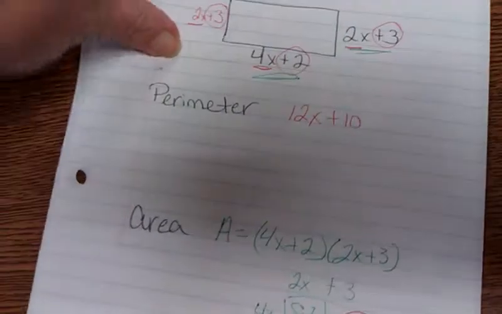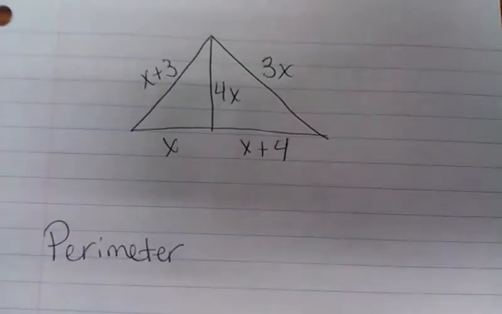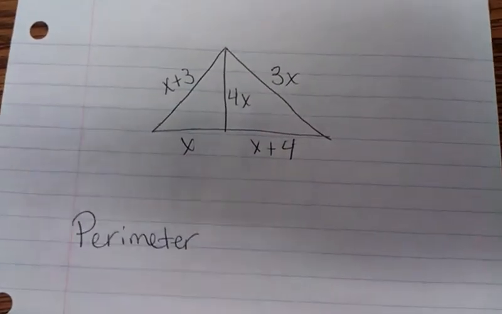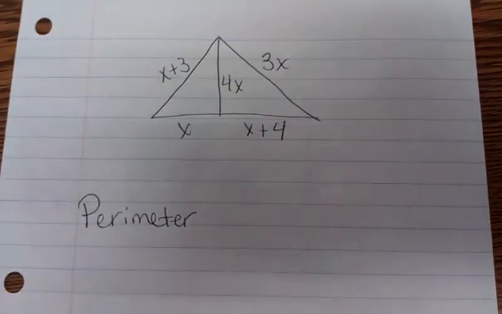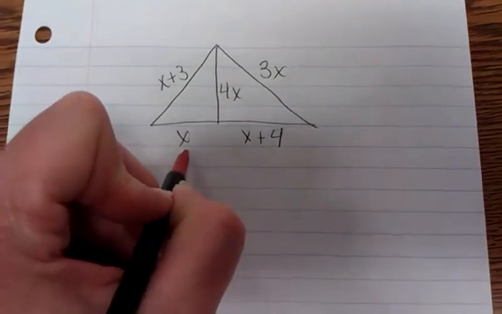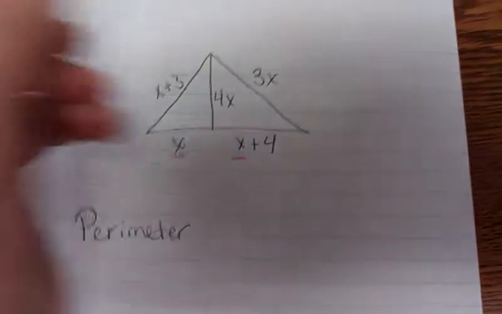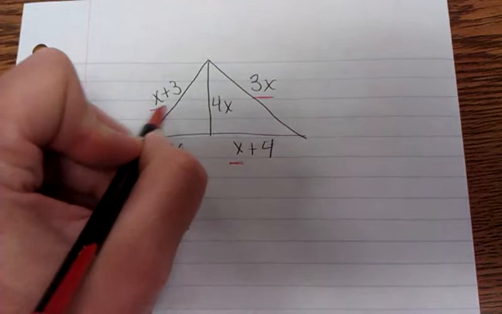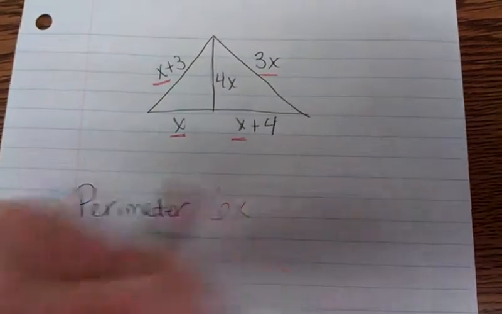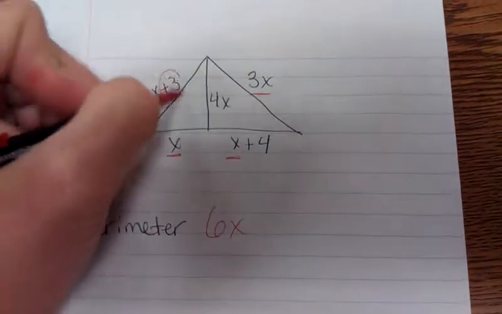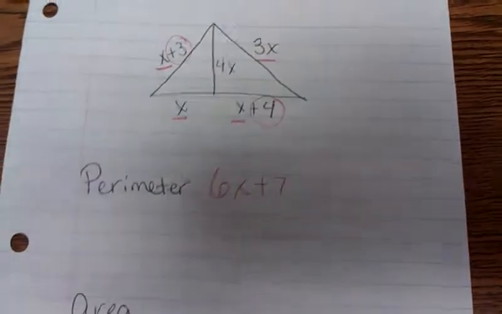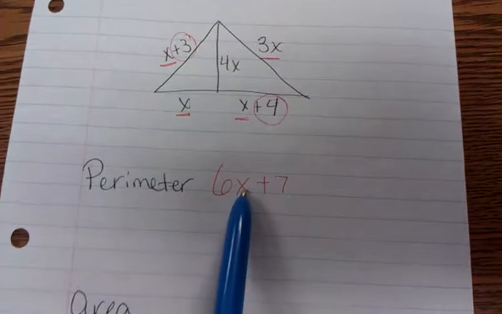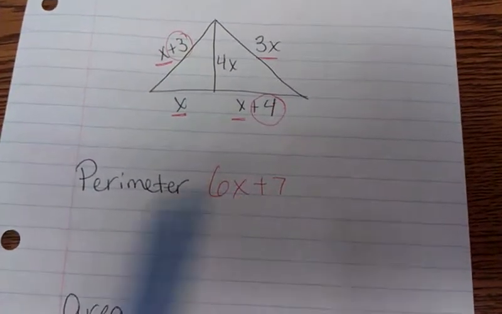The last one we have is another one of the triangle ones. Why don't you pause the video and find the perimeter and the area. To find the perimeter, remember to add up all sides. x and x is 2x, plus 3 is 5, 6x. Then I have 3 plus 4, which is 7. And if you notice on perimeter, I just have x's. I don't have any x squareds. We have not multiplied anything.